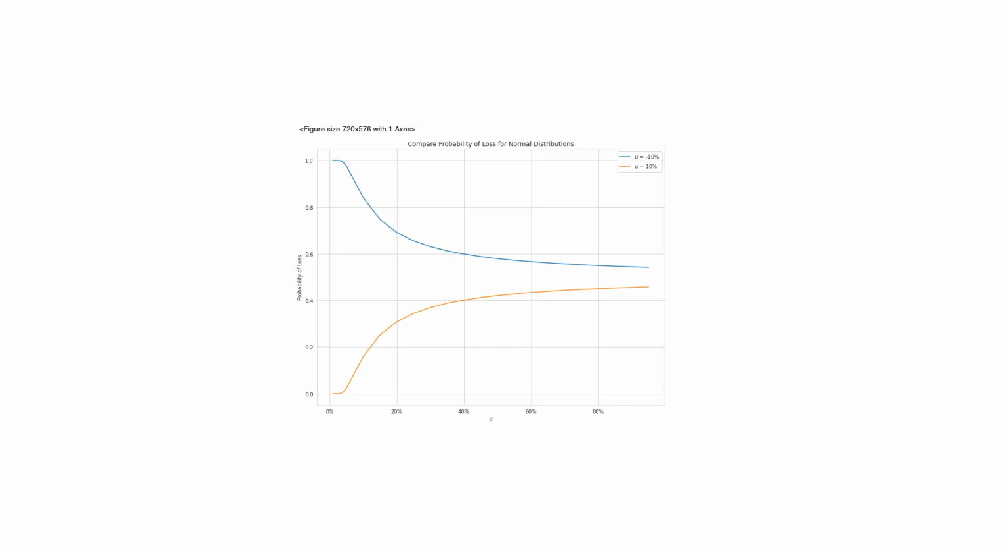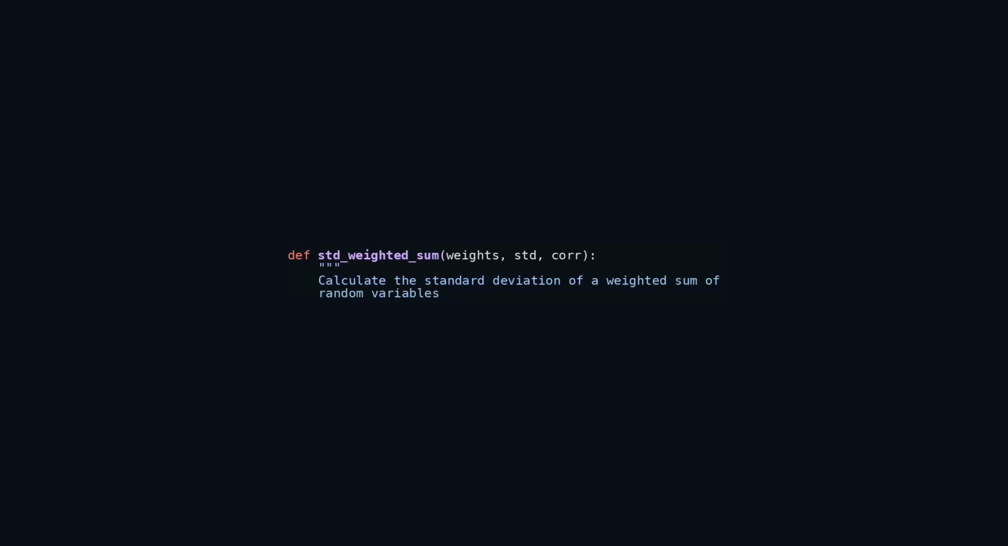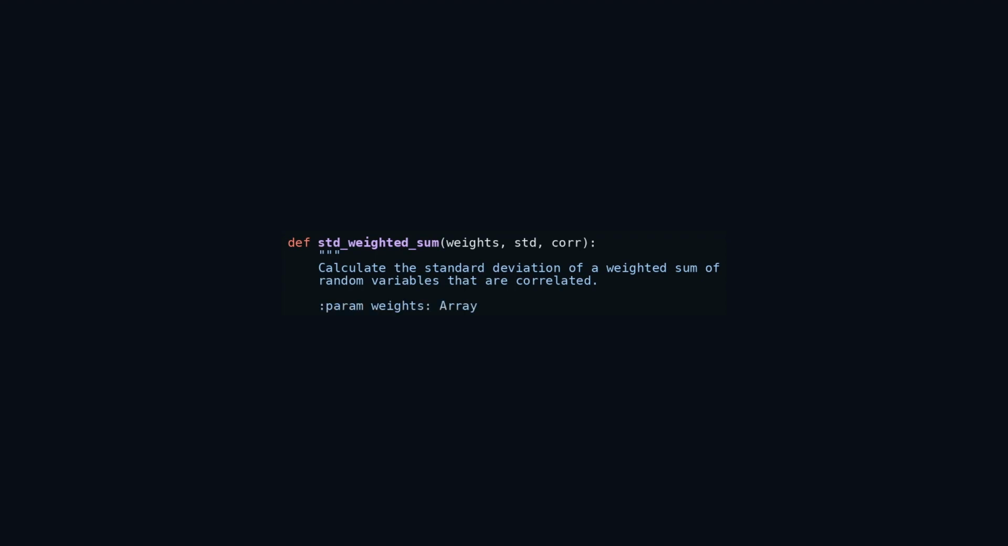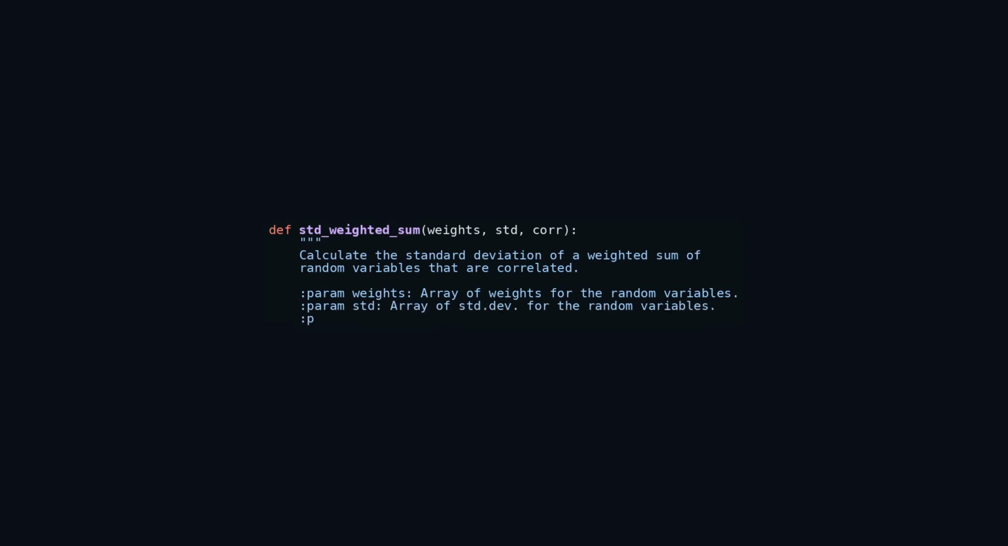data. The code defines a function, std_weighted_sum, that calculates the standard deviation of a weighted sum of correlated random variables. It takes three inputs: an array of weights for the random variables, an array of their standard deviations, and a matrix of correlations among them. The function computes the standard deviation by iterating over each pair of weights, multiplying the weights, their standard deviations, and the correlation between each pair.